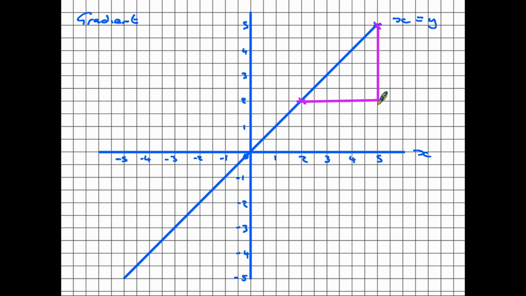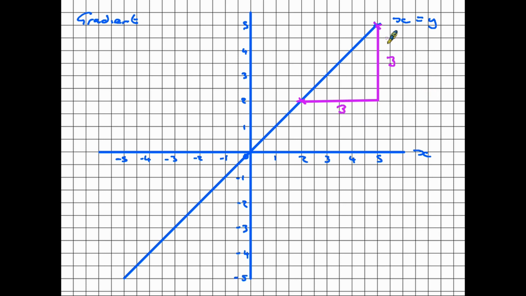The next thing we do is we count how many spaces this line goes up and how many spaces this goes across. So, in other words, moving in the y direction, this is going from 2 up to 3, 4, 5. So this goes up 3. On the bottom line along the x-axis, this is also going from 2 up to 5. So this moves up 3 as well.